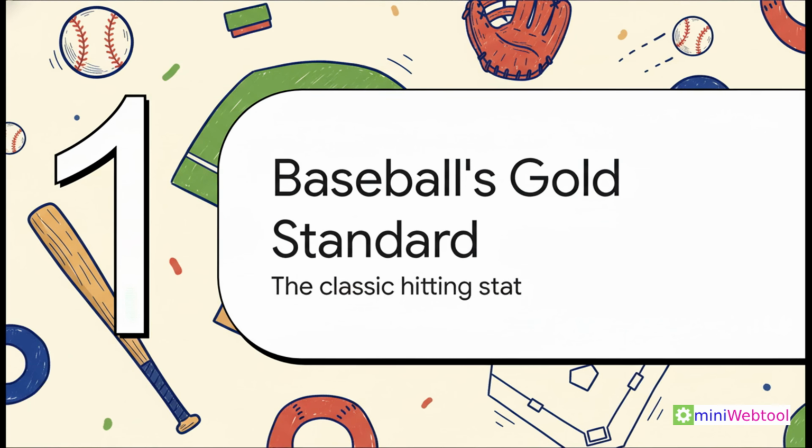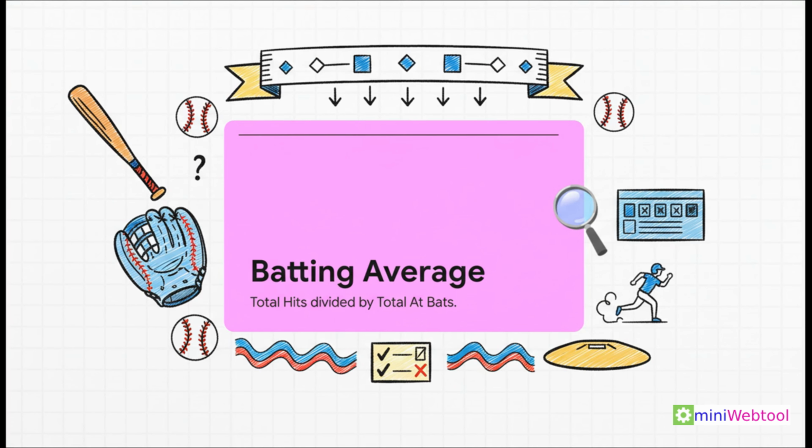All right, let's start at the beginning. Batting average is the OG of baseball stats. It's the classic. It was created to answer a really simple question. How often does a batter actually get a hit when they step up to the plate? And on the surface, the formula looks so easy. You just take the number of hits and you divide it by the number of at-bats. Simple enough, right? Well, this is where we all get tripped up.